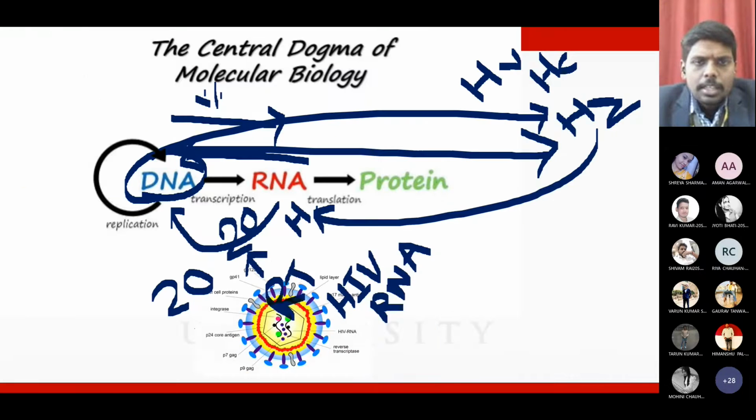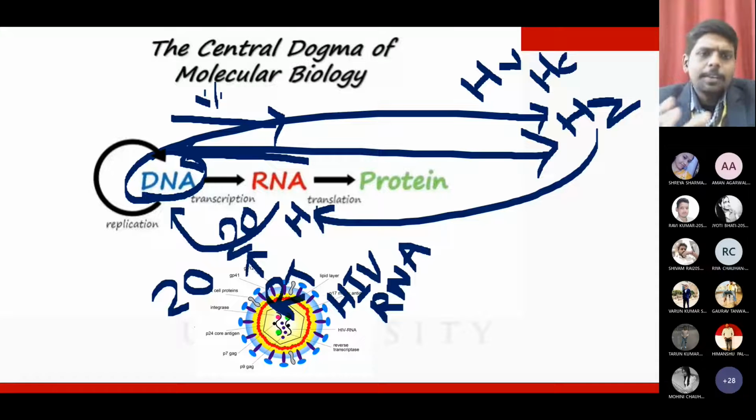Then there is only one exception, one virus, where I first spoke about the central dogma of life, where the DNA will be converted to RNA and RNA will be converted to protein. But there is one virus that will convert its RNA to DNA, which is reverse to the central dogma of life. So that's why these viruses are called retroviruses. Retro means reverse, and HIV is a retrovirus.